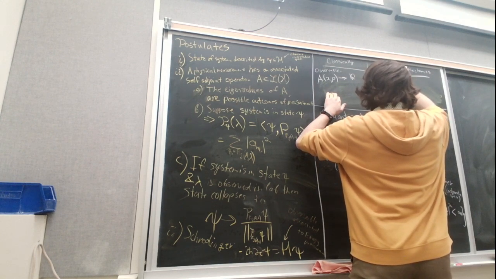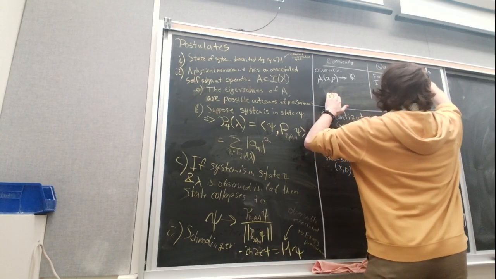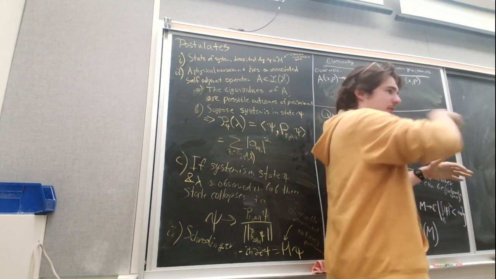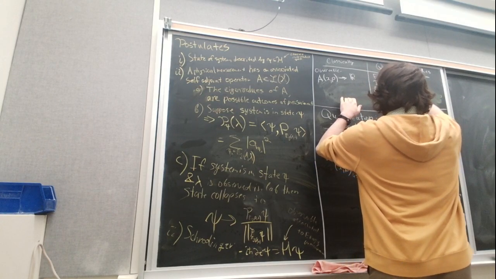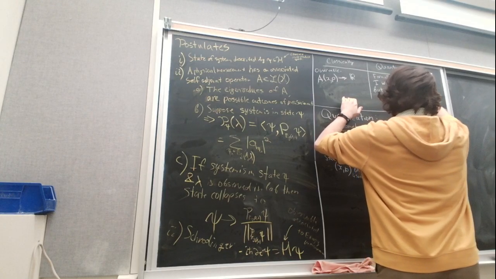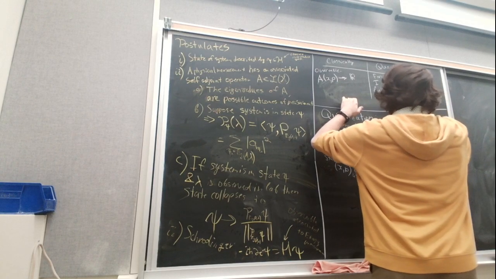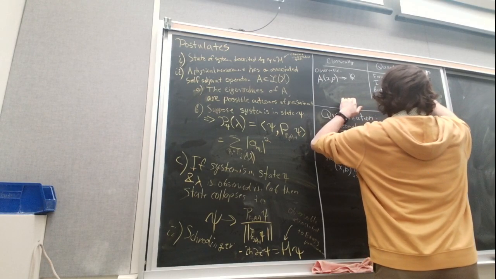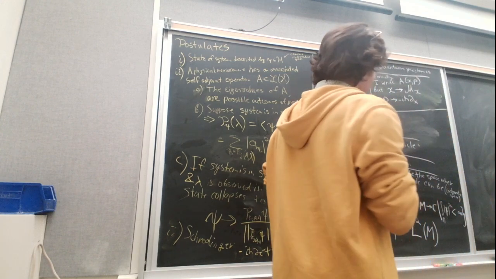So formally, I write A of x comma p, the same expression, but instead of x, I write multiplication by x, and instead of p, I write minus i h bar partial x. Okay?